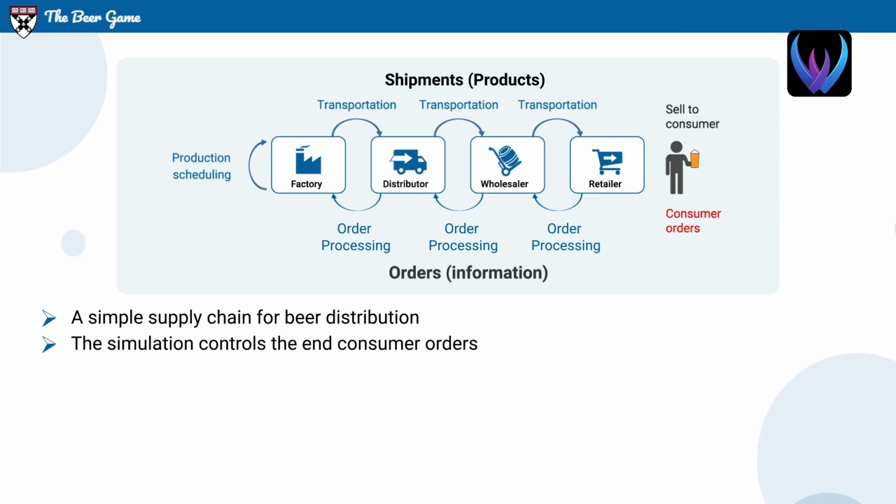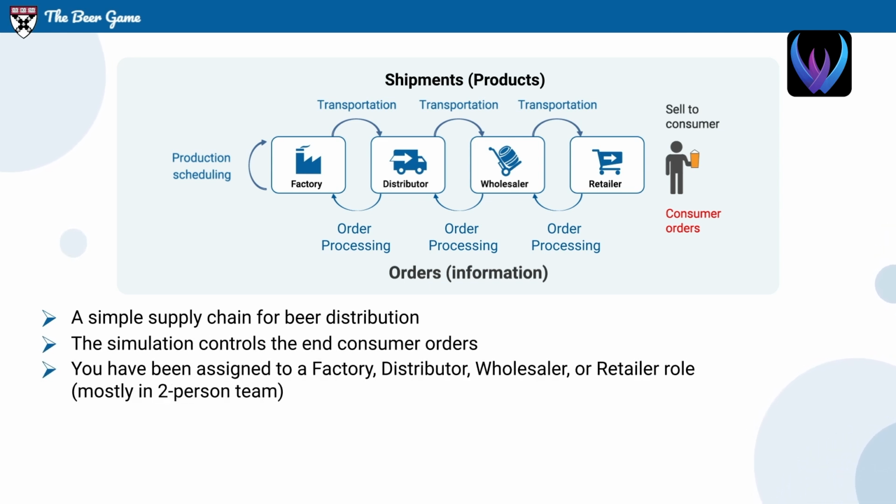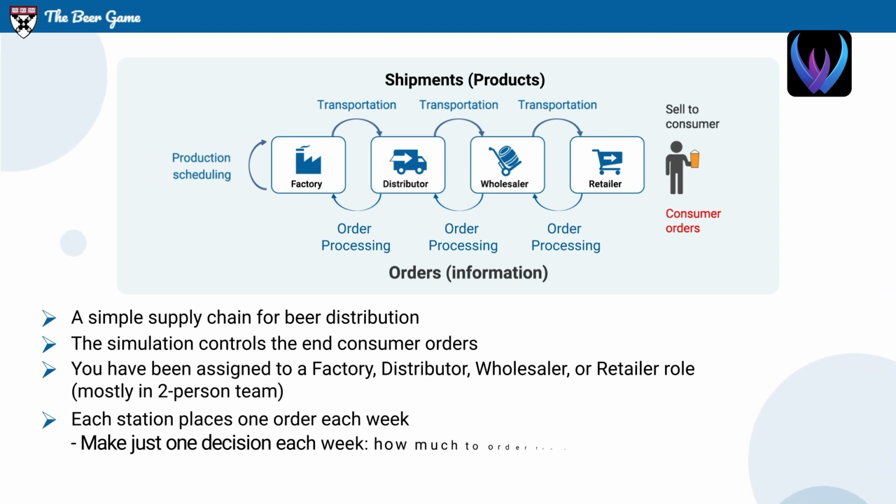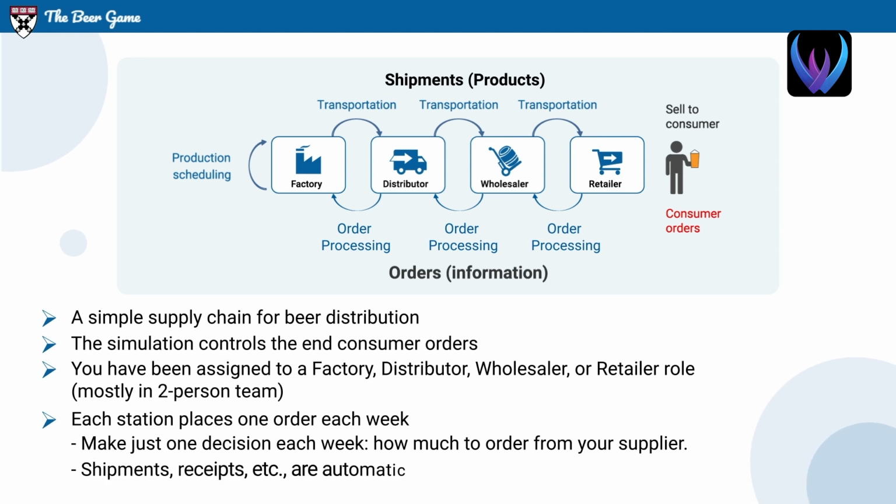The simulation controls the end consumer orders. You have been assigned to one of 4 roles. Most of you will be assigned to a 2-person team. You will need to decide each week how much to order from your upstream supplier. Everything else, such as shipments and receipts, is calculated by the simulation automatically. The simulation will have you make this decision for many weeks.